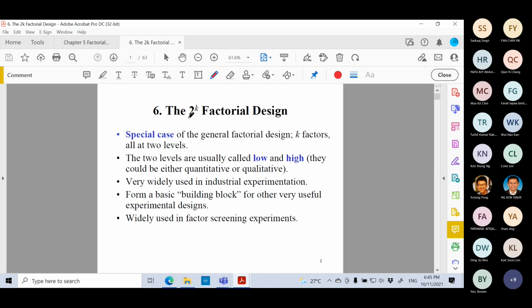So what is the meaning of the 2 here? The 2 here means that for every one of the k factors, every factor only consists of 2 levels. So we only concentrate on factors with 2 levels. Under these 2 levels, we can group them as -1 and +1. We call them the low level and the high level.